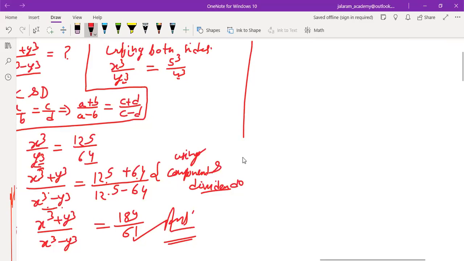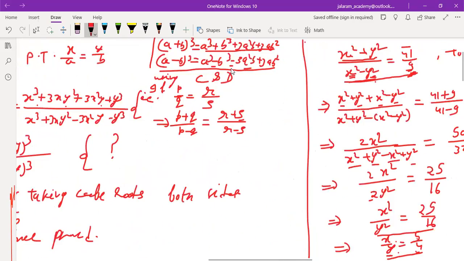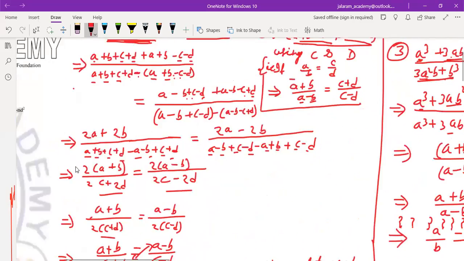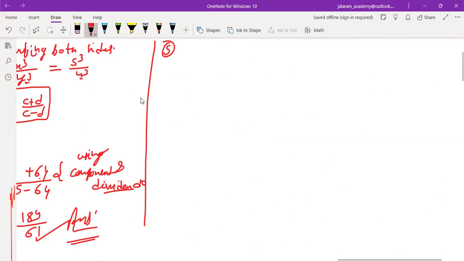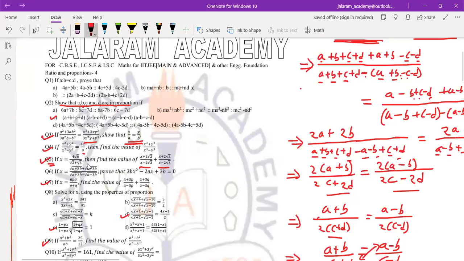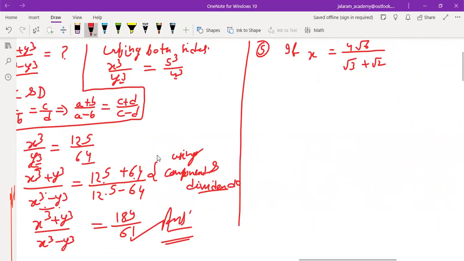It is given that if x equals 4 root 6 upon root 3 plus root 2, find the value of x plus 2 root 2 over x minus 2 root 2.